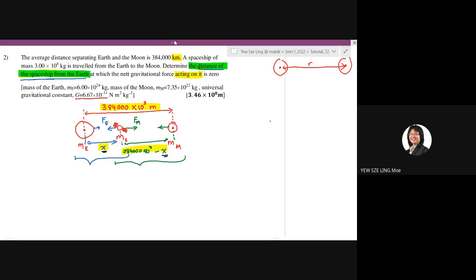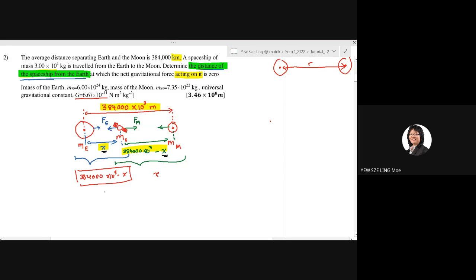So at the end, you still need to calculate the distance between the Earth and the spaceship, which now is our x. Okay, kalau anda panggil dia sebagai 384,000 times 10 to the power of 3 minus x, then anda kena tambah satu step untuk kira final answer. So it doesn't mean that you are wrong. You can have 384,000 times 10 to the power of 3 minus x, and the distance on the other side as x. But then you need one additional step to find out the distance of the spaceship from the Earth. All right, so dia akan jadi susah.